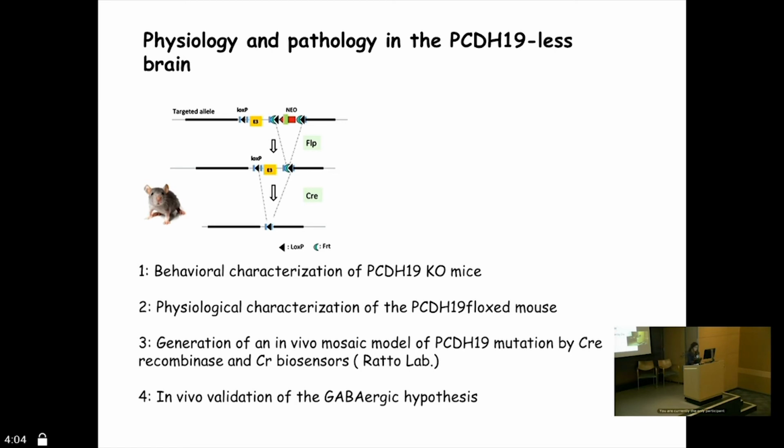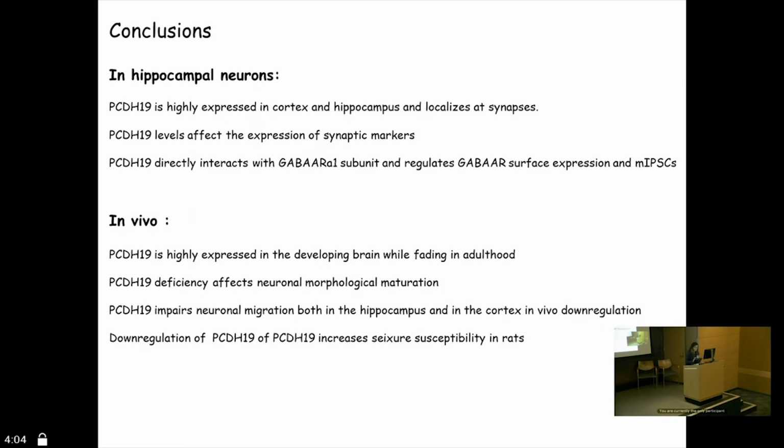Unfortunately, we don't yet have results about the iPS cells, but of course our idea is to also develop human iPS cells to validate our hypothesis. So, in conclusion, we demonstrated that in cultured neurons protocadherin 19 is highly expressed, is localized at the synapse, and is important for normal synaptogenesis in vitro.